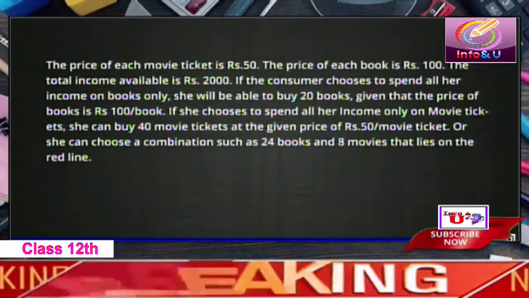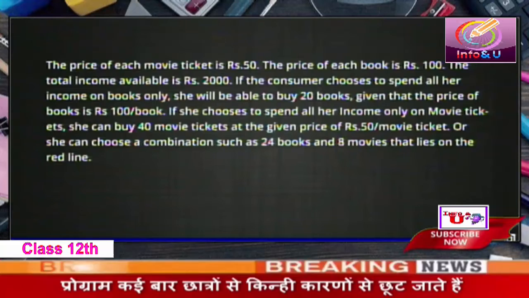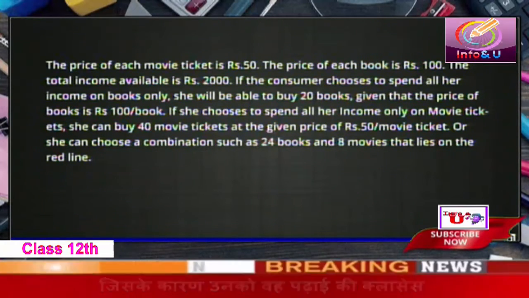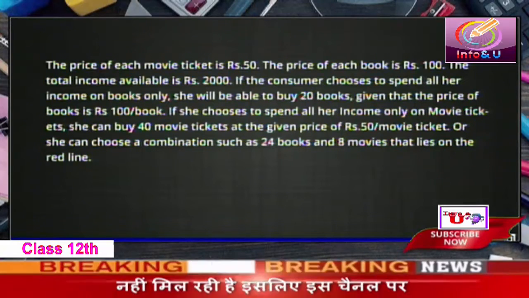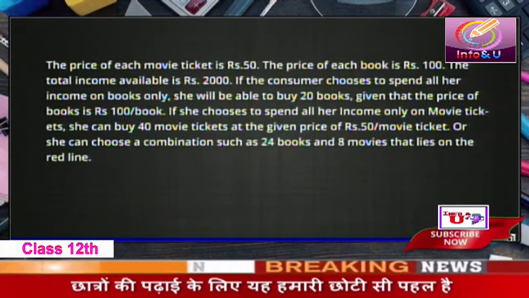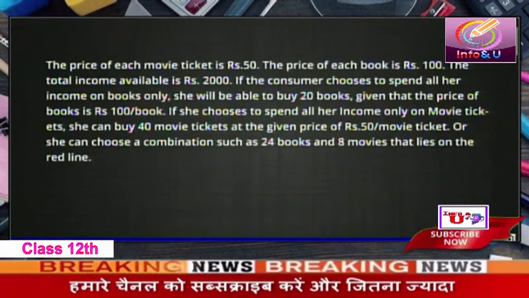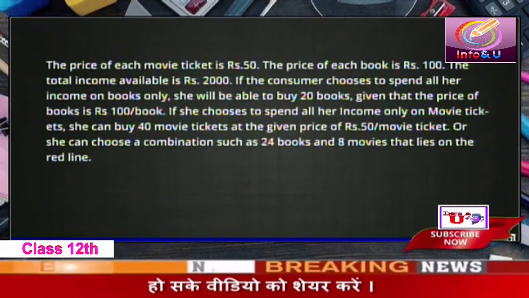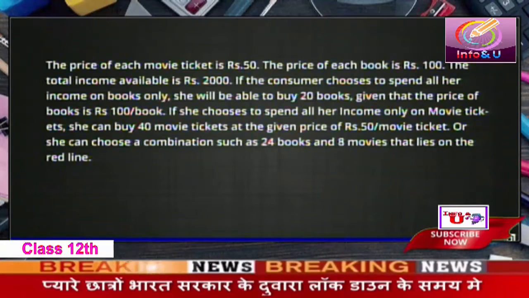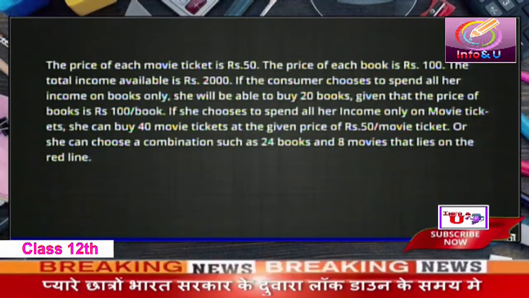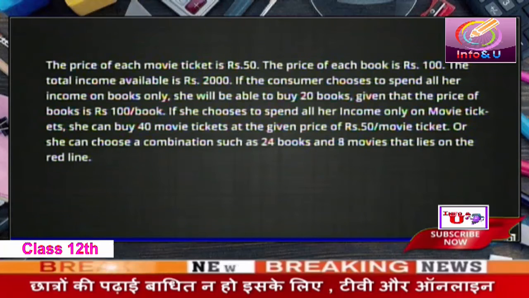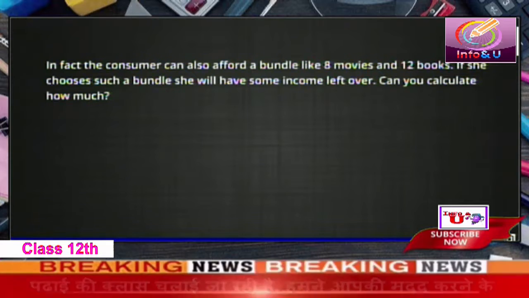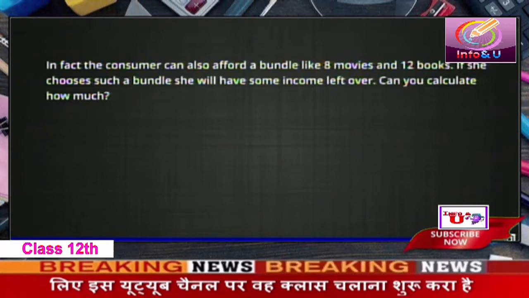If the consumer chooses to spend all her income on books only, she will be able to buy 20 books, given that the price of books is rupees 100 a book. If she chooses to spend all her income only on movie tickets, she can buy at most 40 movie tickets at the given price of rupees 50 a movie ticket. Or a consumer can choose a combination such as 24 books and 8 movies that lies on the red line in the diagram. In fact, the consumer can also afford a bundle like 8 movies and 12 books.